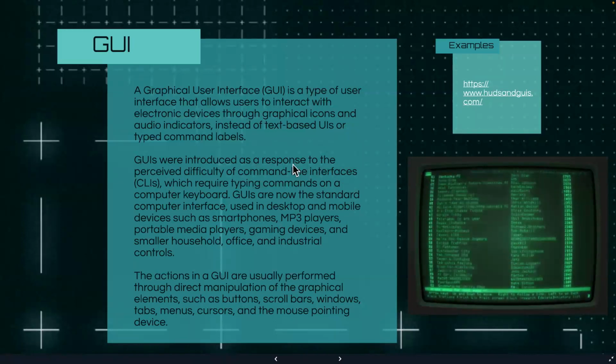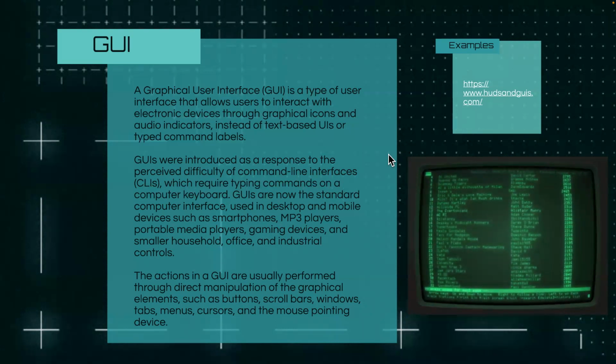They were introduced as a response to the perceived difficulty of command line interfaces, or CLIs, which require typing commands on a computer keyboard. So that's what we're going to go over: typing commands on a computer keyboard. GUIs are now the standard computer interface used for desktop and mobile devices such as smartphones, MP3 players, portable media players, gaming devices, and smaller household, office, and industrial controls.